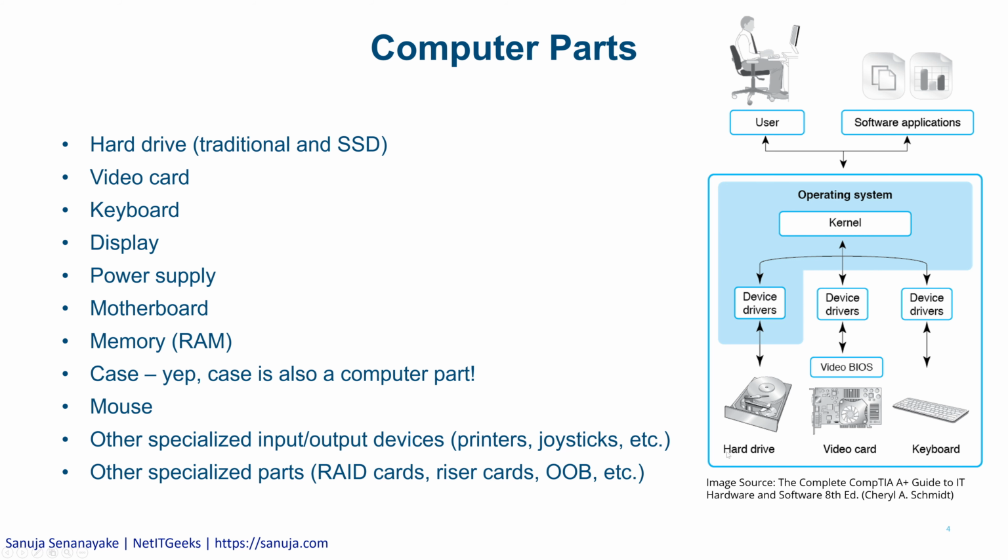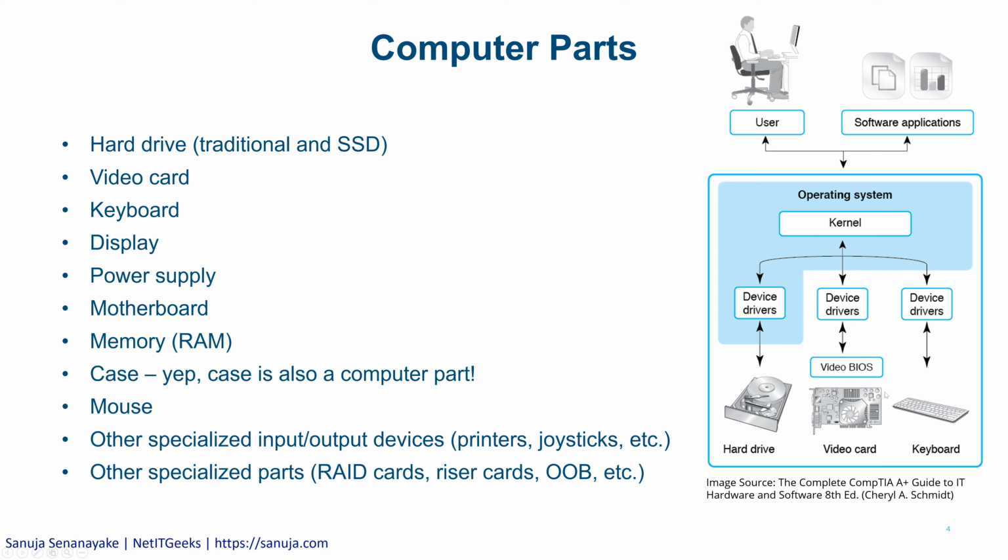So on the right hand side, I picked an image from the textbook called The Complete CompTIA A+ Guide to IT Hardware and Software, 8th edition. This image is a really good image that basically summarizes a typical computer parts configuration. So you have the user at the very top and you have the parts at the very bottom.